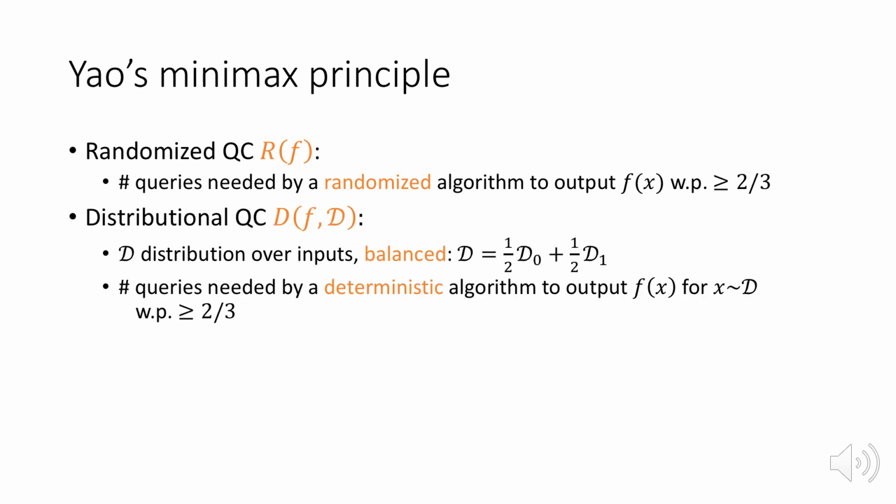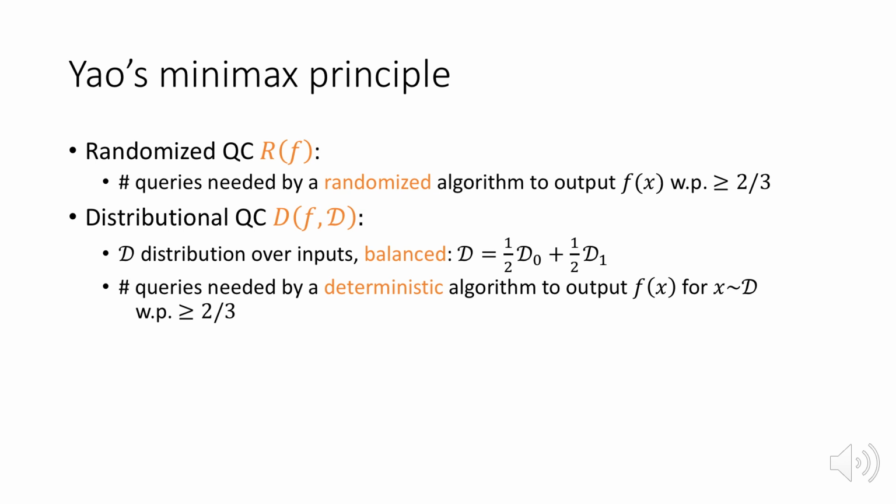Yao's principle relates R of f to the distributional query complexity of f. Formally, the distributional complexity of f with respect to an input distribution D is the least number of queries needed by a deterministic algorithm on input x, drawn from D, in order to output f of x with probability at least 2/3, where the probability is over D.